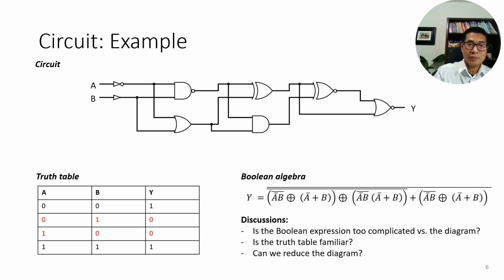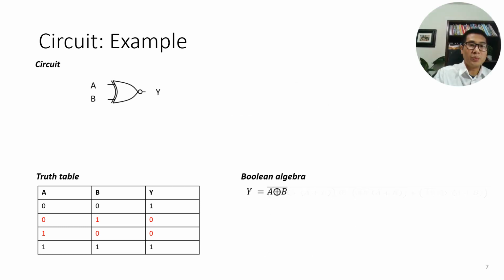Okay, so that's why we ask, can we reduce the diagram? The answer is yes, but how? Let's say for this one, we can reduce it to the XNOR version, as I said. And why? Based on the definition of the truth table. So we can simply replace the whole complicated circuit over there with this simple and more efficient circuit.